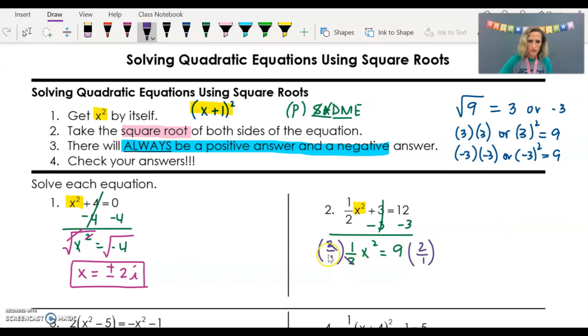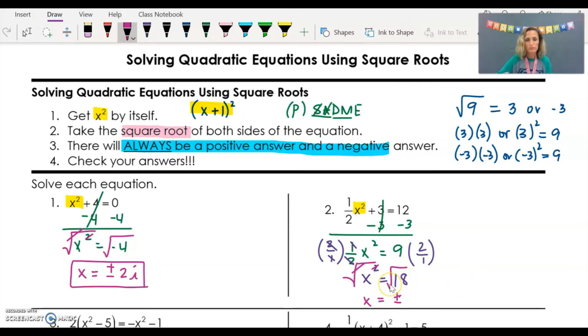So these eliminate, giving us 1x squared. And on this side, I have 9 times 2, which is 18. Now I'm ready to take the square root of both sides. So when I take the square root here, the square power and the square root eliminate, and I have x equals plus or minus, don't forget your plus or minus, and then I'm going to simplify square root of 18.